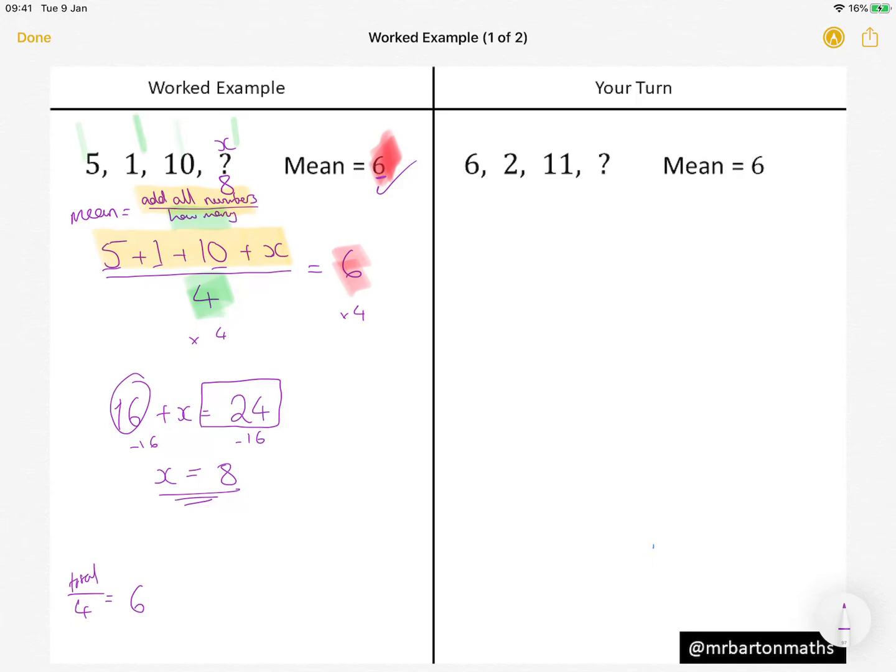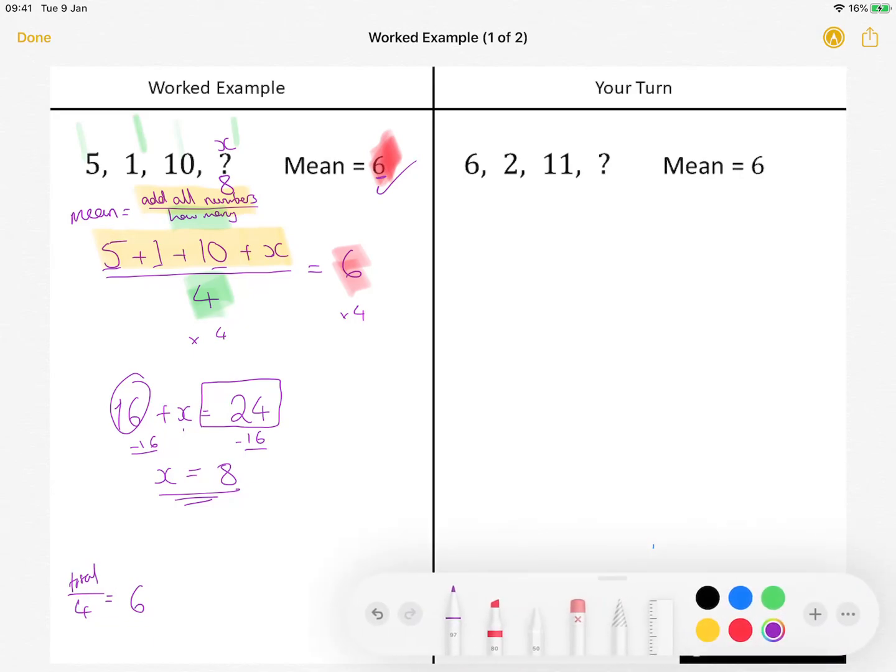So times both sides by 4 gets rid of the 4 on that side, the dividing by 4, because it's the inverse of dividing by 4. Times the 6 by 4 because that tells us what our total must add up to. Then 16 add X must be 24, so X must be 8. The formal working for that is that we take away 16 from both sides. Right, you have a go at the one on the right hand side. Pause the video and then I'll go through it now.